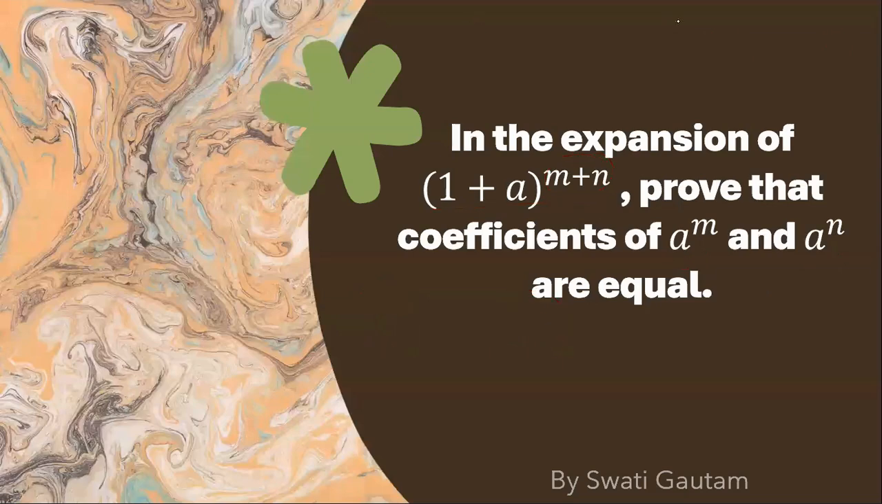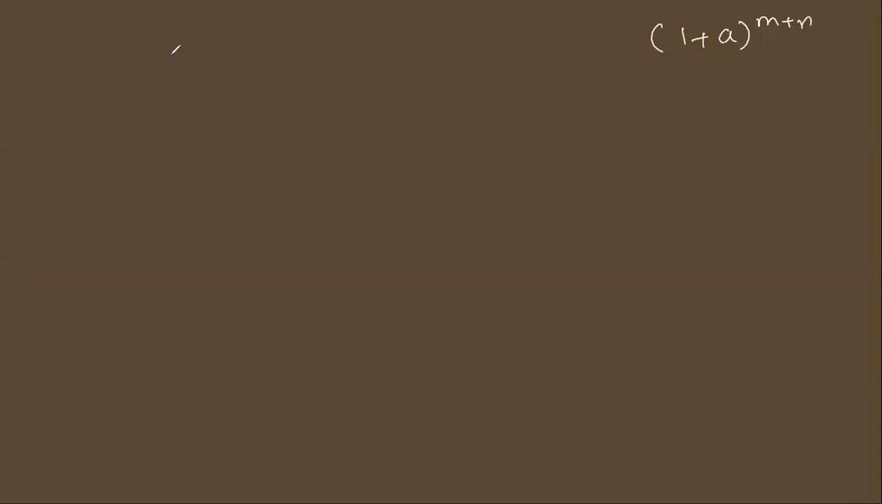First of all, we'll write the question. And the question is, let me change the color now. Just a second. So the question is (1 plus a) raised to the power m plus n. This is the question that you have. Now we have to find the coefficient of a raised to the power m and a raised to the power n. Now, you know the general term formula of the expansion, that is T(r+1) equals nCr, a raised to the power n minus r, and b raised to the power r.